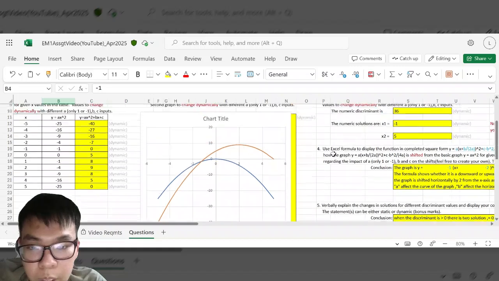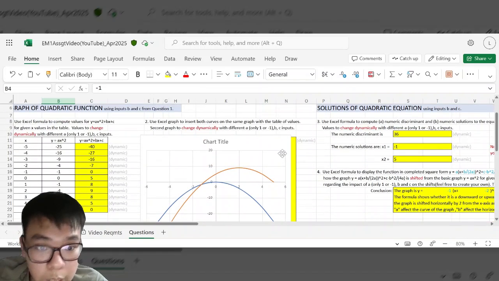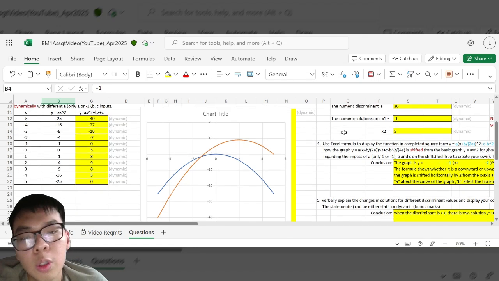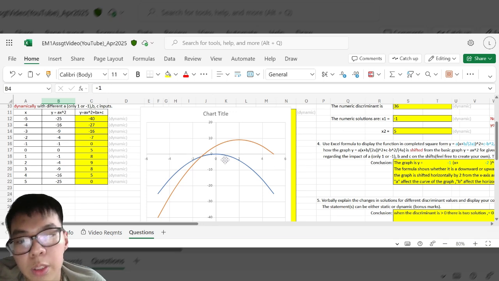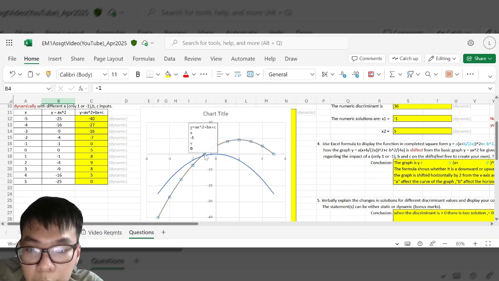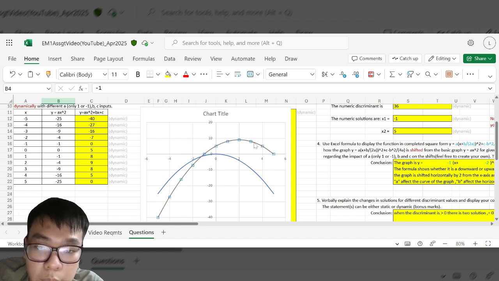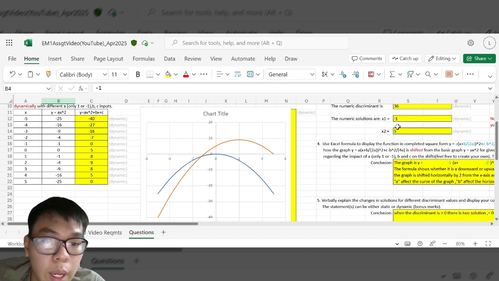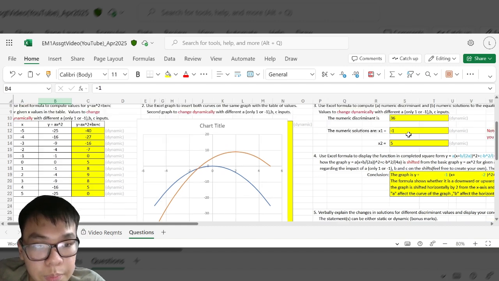And we can see here for a equals -1, the discriminant is 36, which means there are two solutions, meaning there are two real roots. Like you see here for the orange line graph, it intersects the x-axis at x equals -1, and the next intersection at the x-axis is when x equals 5. As you see here, the solutions for x are -1 and 5.